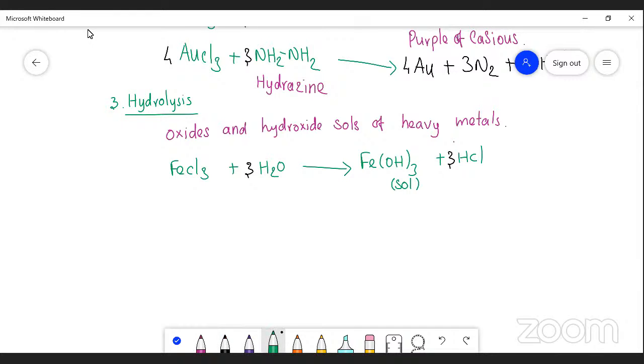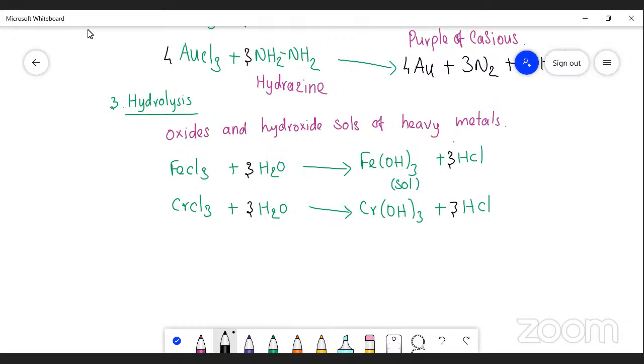Here we have chromic chloride, CrCl3. Then we get chromic hydroxide, Cr(OH)3, with removal of HCl. Balanced, it needs 3 molecules of water and 3 molecules of HCl are removed.